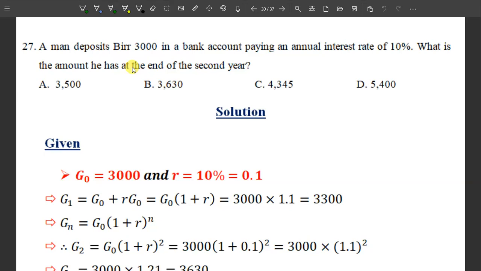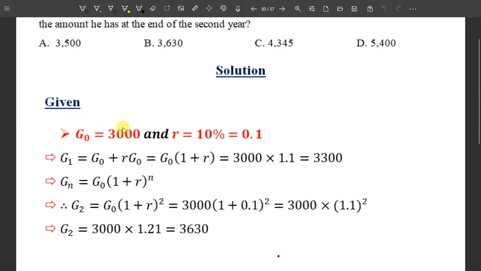Now, the person deposited this amount, but annually, the bank in which the man deposited his money pays 10% interest rate. Therefore, what will be his amount after the second year? That is what the question says. Suppose that initially the man deposited 3,000. Now the bank pays 10% interest rate. Therefore, 10% means it is 0.1.